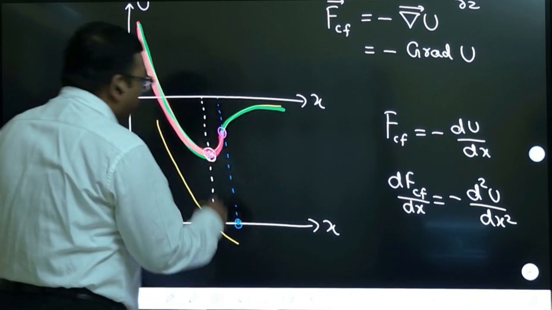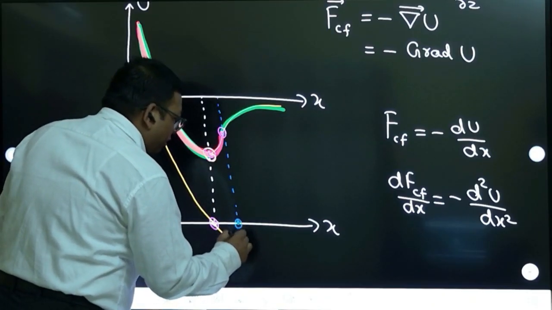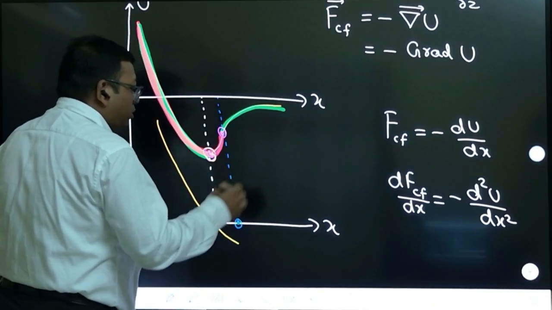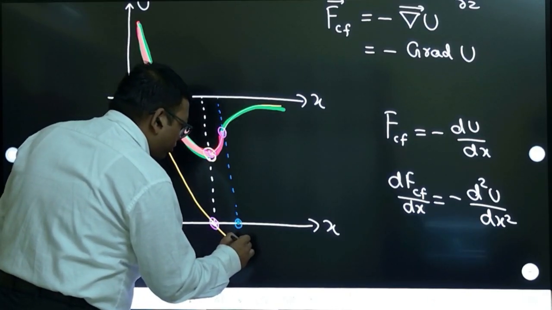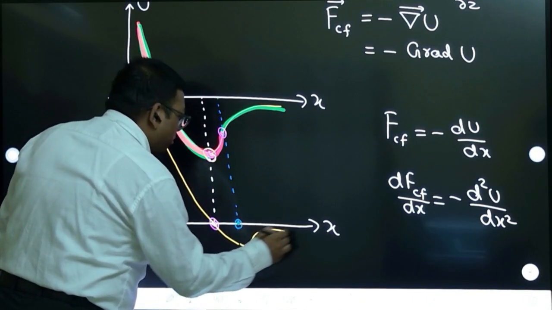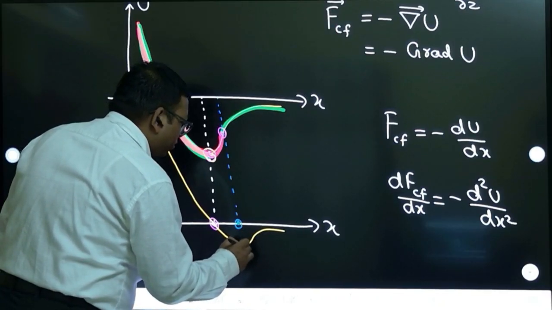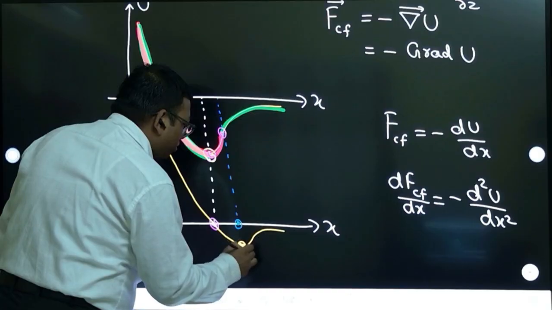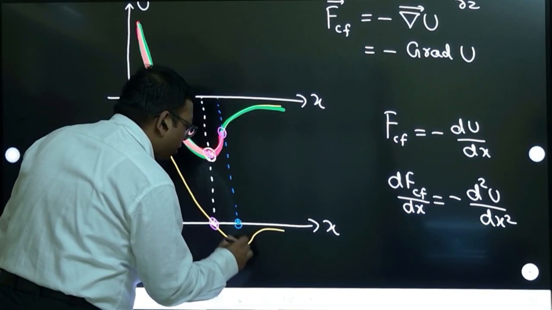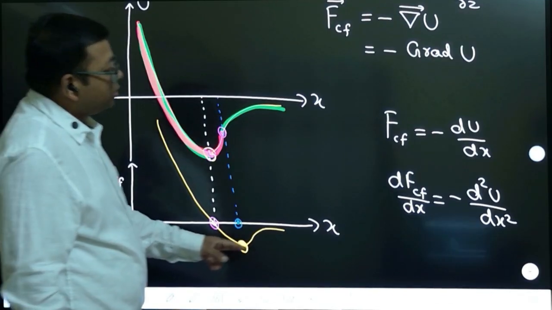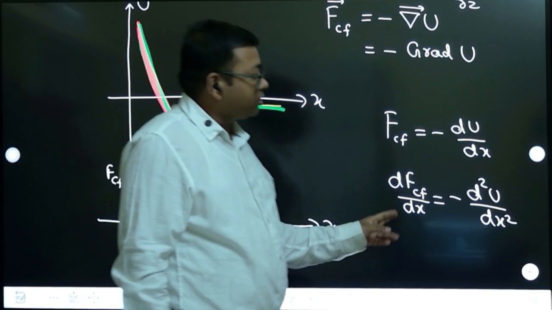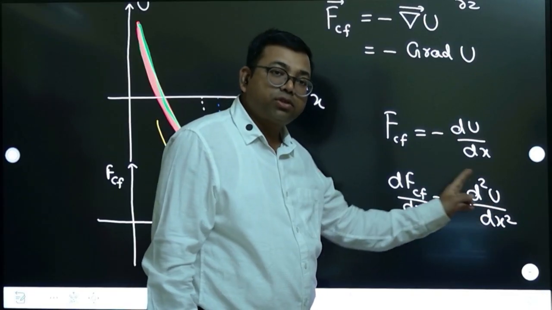So after this point it has to be positive, that means the slope has to be positive, so the slope is going to change here like this. Okay, so this is the point where the force is getting a minima. Force is having a minima at that point, because this force differentiation will be zero when double differentiation is zero.